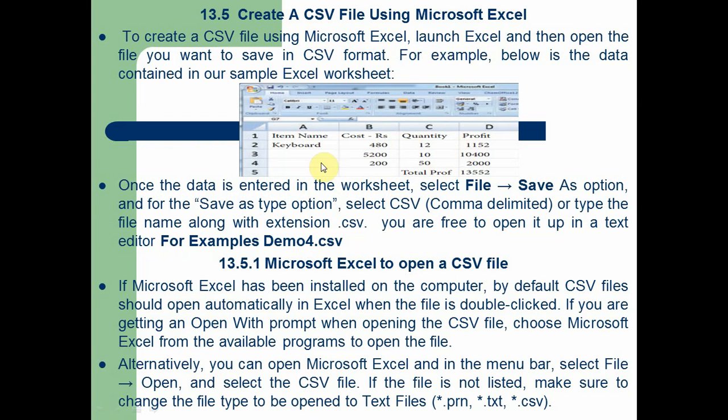Once the data is entered, select the file and Save As option, and in the Save As Type option select CSV comma delimited. So when we try to save the file, after pressing the file save button in the Save As option, we want to select CSV comma delimited. Then that particular file is converted into a CSV file.